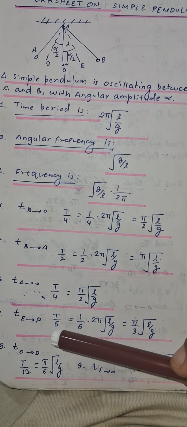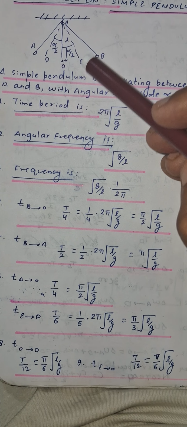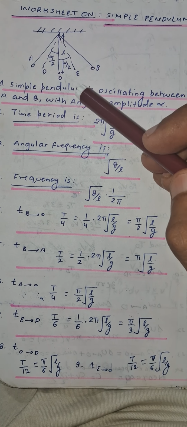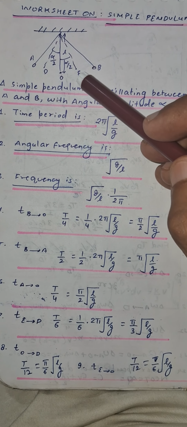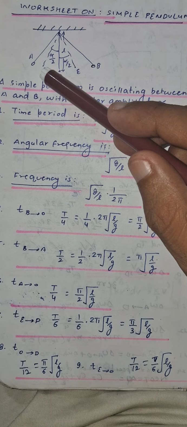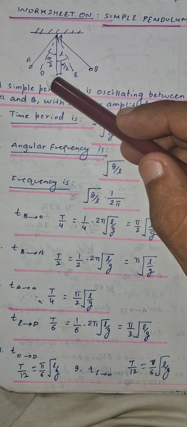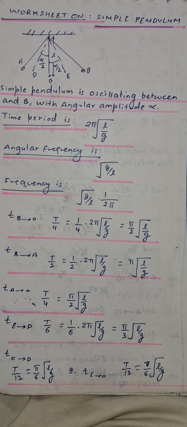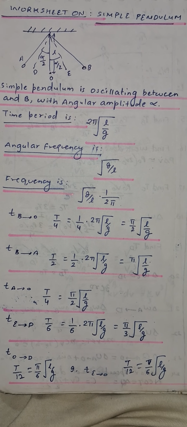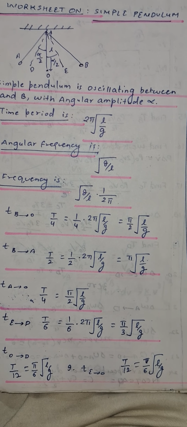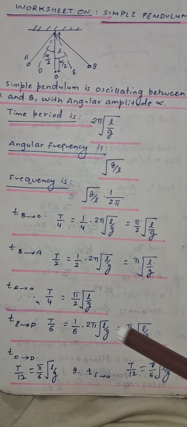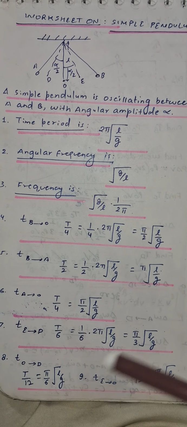Then time taken from E to D. So from E to D, it's like moving from minus A by 2 to plus A by 2. So here the phase angle will change by 60 degree. So time period here will be T by 6, so that will be pi by 3 root L by G.